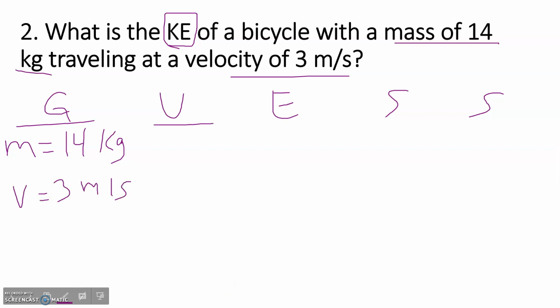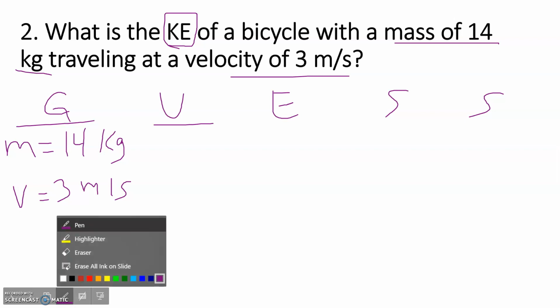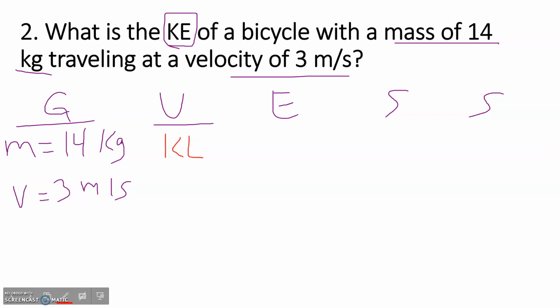Unknown. What are we looking for? Well, it says, what is the KE? So we know that we are looking for KE, or kinetic energy. There is an equation for kinetic energy. Remember, it is 1/2 mass times velocity squared, and only the velocity is squared.